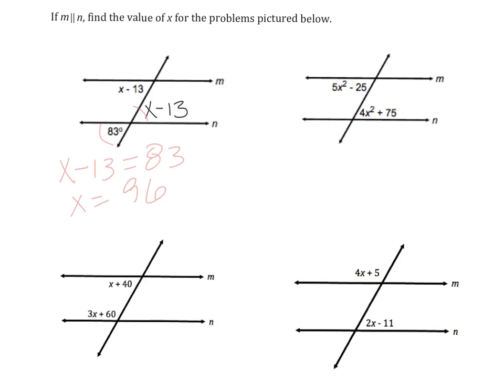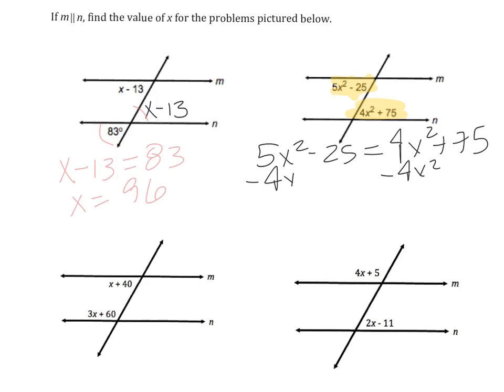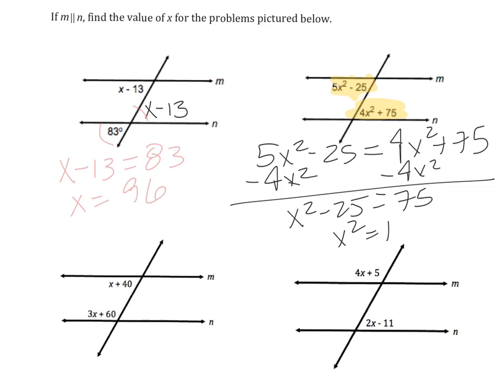Now, in this next example, I happen to notice that these two angles are in fact what we call alternate interior angles. So it would be best if I were to set them equal to each other. I would have 5x squared minus 25 is equal to 4x squared plus 75. Now I'm going to subtract 4x squared from both sides, and I wind up with x squared minus 25 is equal to 75. I could add 25 to both sides and get x squared is equal to 100, and then I would know that x was equal to 10. So that's how I would solve that one.